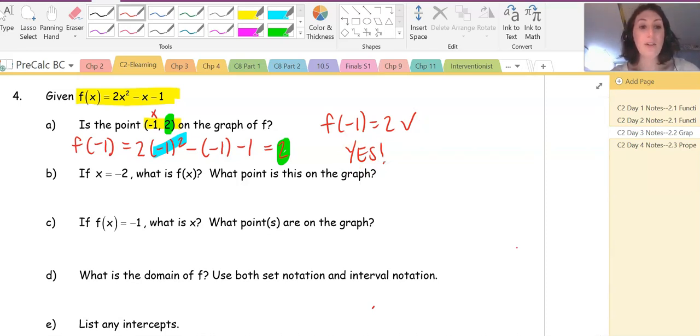If x is -2, what is f of x? What point is this on the graph?